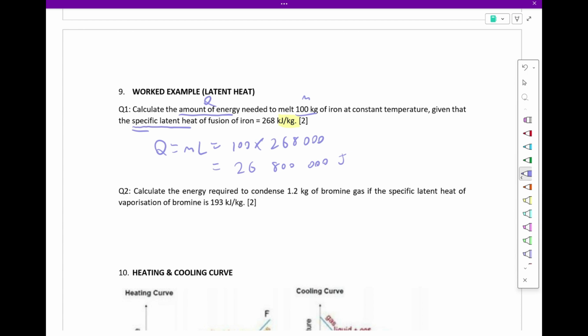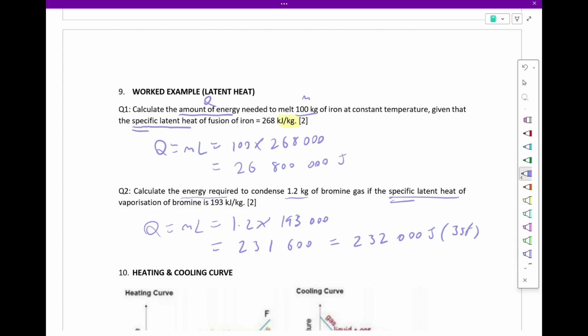If you want to write it in standard form, perfectly fine as well. If you want to use kilojoules, also fine. Next, same thing: energy, mass, specific latent heat. So actually the same formula. This one is just to familiarize yourself with the formula, 1.2, 193, 123. Press the calculator as well. 1.2, 193, 123. Let me just write it nicer. So you should end up with 231,600, and we'll round it up to 3 SF. 3 joules, 3 SF. If your school uses 2 SF or the smallest SF, just use them accordingly.